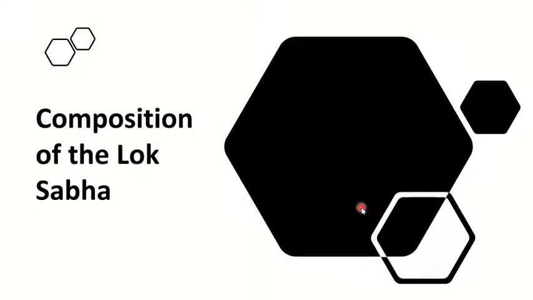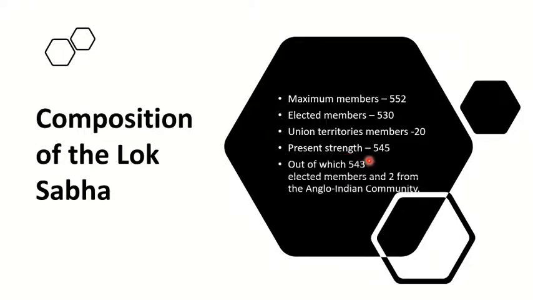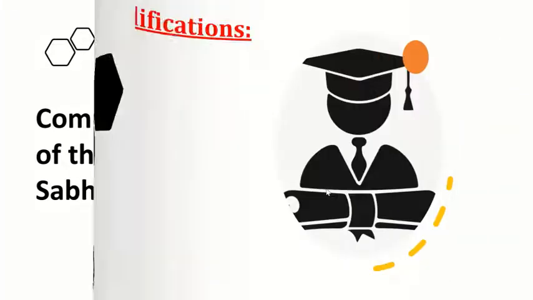Let us first see the Lok Sabha, starting with its composition. The maximum number of members of the Lok Sabha is 552. The elected members are 530. The Union Territory members are 20, while the present strength is 545 members, out of which 543 are elected, while 2 belong to the Anglo-Indian community.